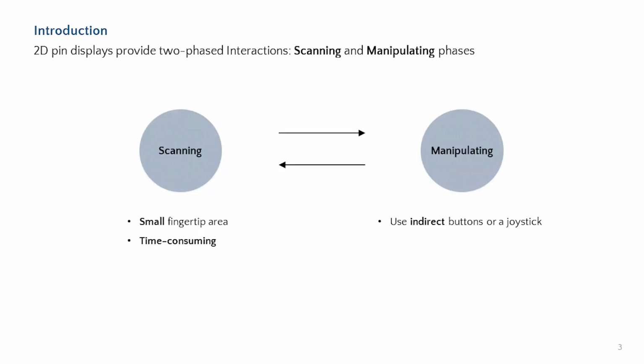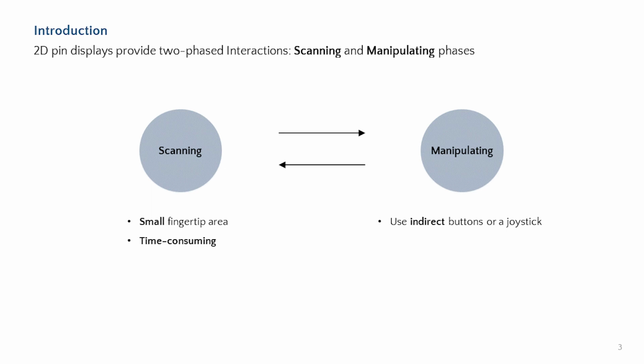Pin displays require an interaction that consists of two phases, scanning and manipulating. The scanning phase not only takes a long time, but also requires users to scan the display using their fingers repeatedly in order to perceive changes in specific parts of the display. Therefore, multiple dynamic objects cannot be perceived simultaneously.